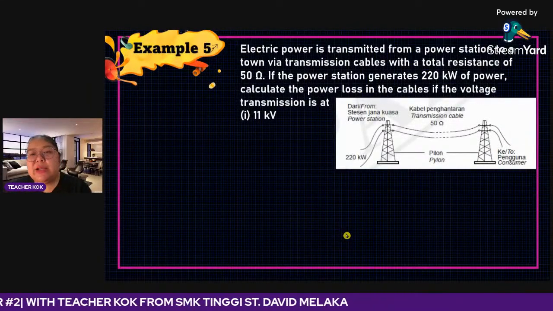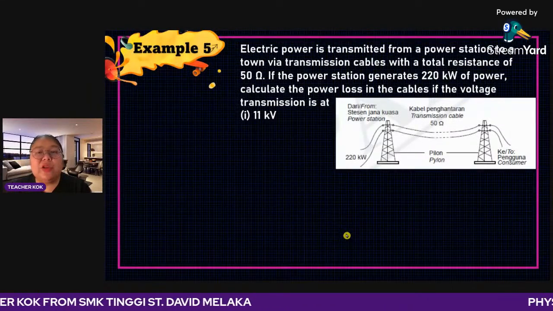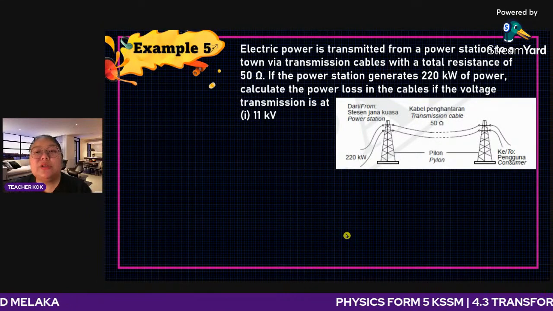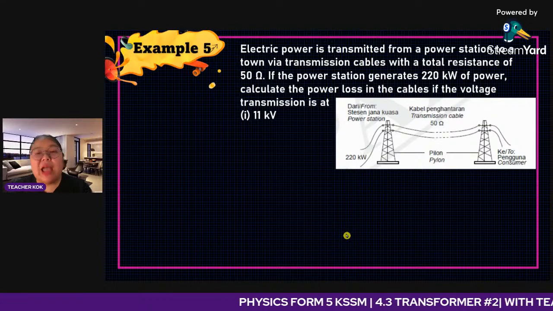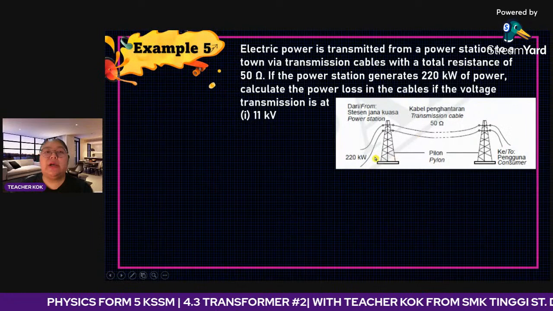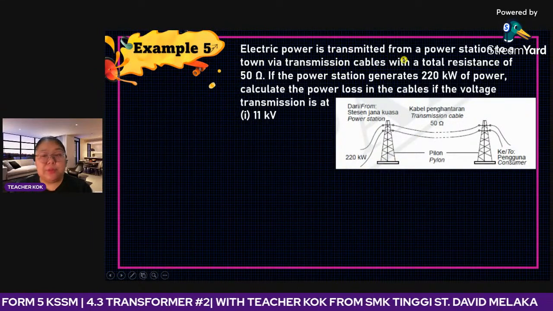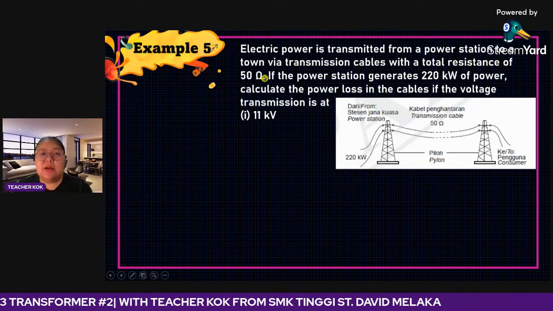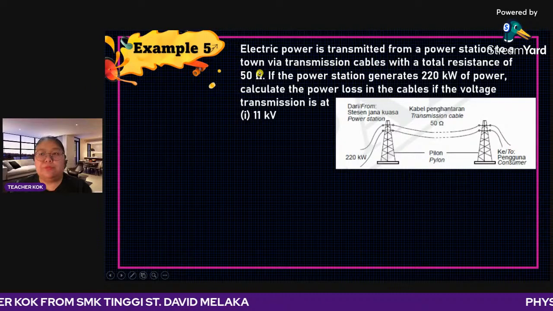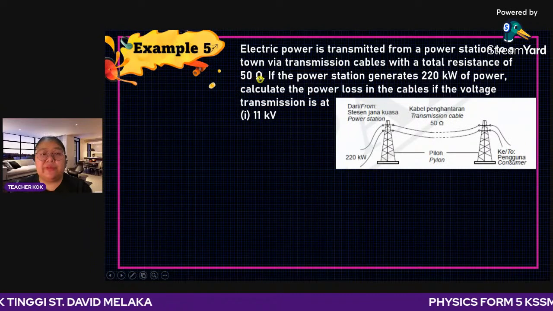Question number 5, they just want you to compare. The voltage, just now I told you the power station must step up, right? So now we need to compare. If we never step up and use low voltage, what happens? The first round, electric power is transmitted from the power station. The transmission cable has a total resistance of 50 ohm. They give you the resistance, 50 ohm.